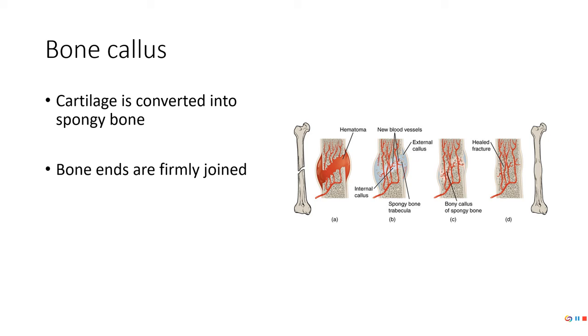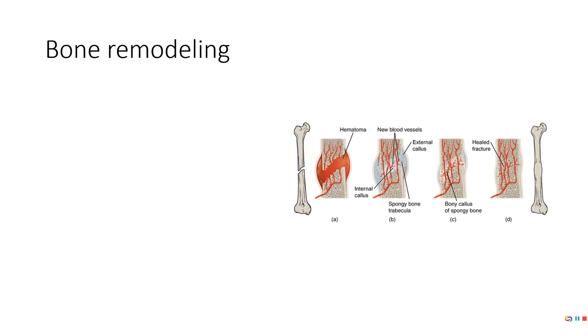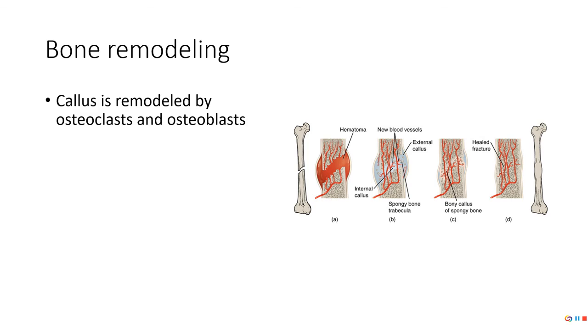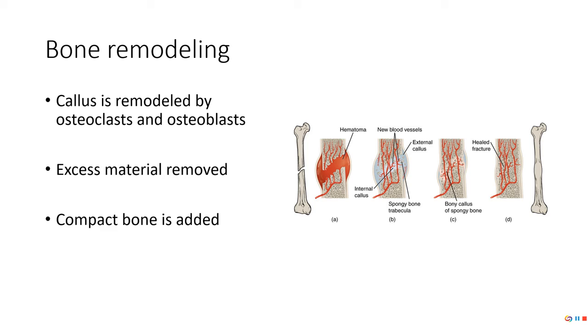And then finally, we've got bone remodeling. And so this callus is remodeled or reshaped or reformed, however you want to look at it, by osteoclasts and osteoblasts. Okay, and wherever we've got excess material, that's removed. And so compact bone is added to create bone tissue that is similar to the original unbroken bone. And this remodeling and removal of old tissue can take a long time. It can take months or even years.